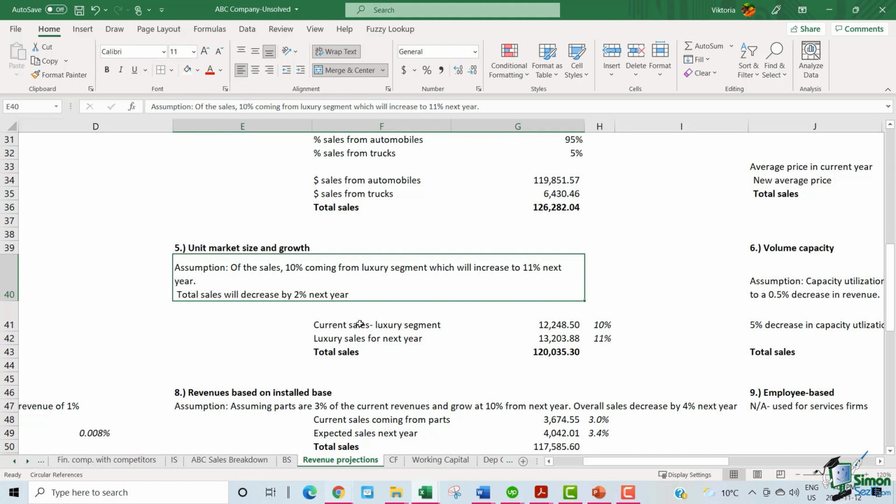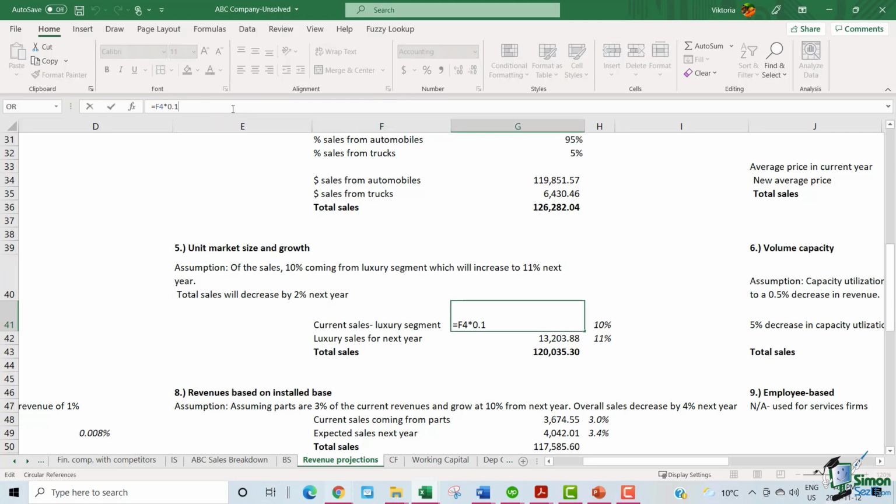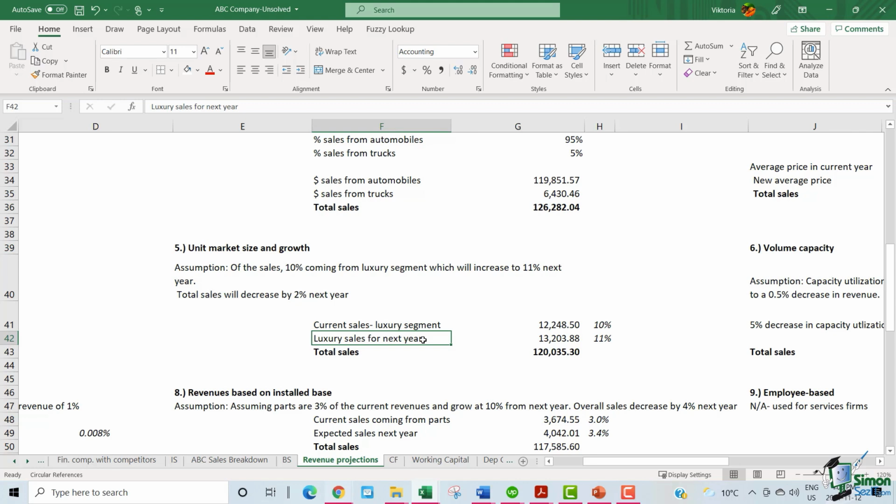So let's calculate the current sales for the luxury segment. This is simply the net sales for the current year times 10%, which is coming from the luxury segment. Our current sales are $12,248.5 coming from the luxury segment. And the luxury sales for next year is going to be higher by 1% because it's going to increase to 11% next year. But we also need to keep in mind that the total sales will decrease by 2%.